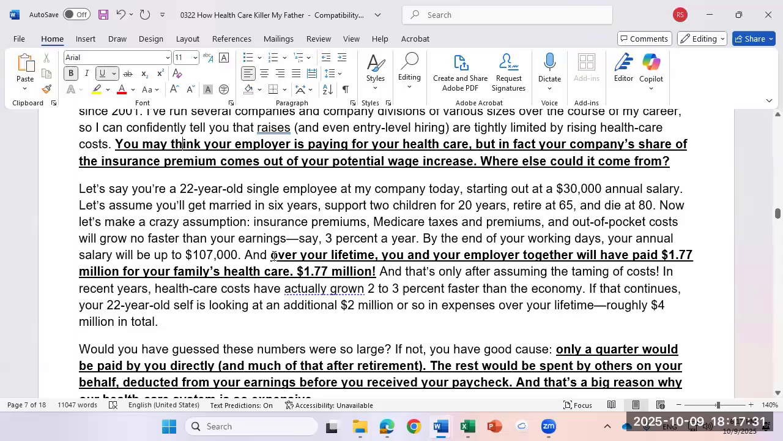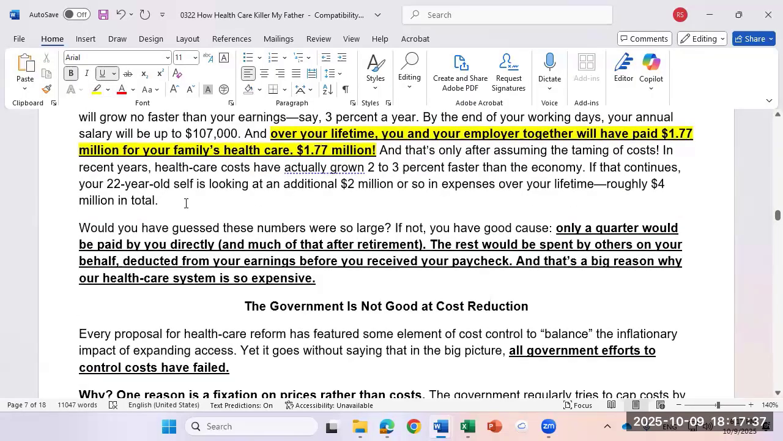So this gets to his really big point. This is a major point of his. I don't know where it fits in the rubric, but over your lifetime, he came up with a number, and this is a few years old, of $1.77 million. That's what you and your employer together, and your Medicare and your out-of-pocket, are paying. You're paying $1.77 million for your family's healthcare. This is a family, not you individually.